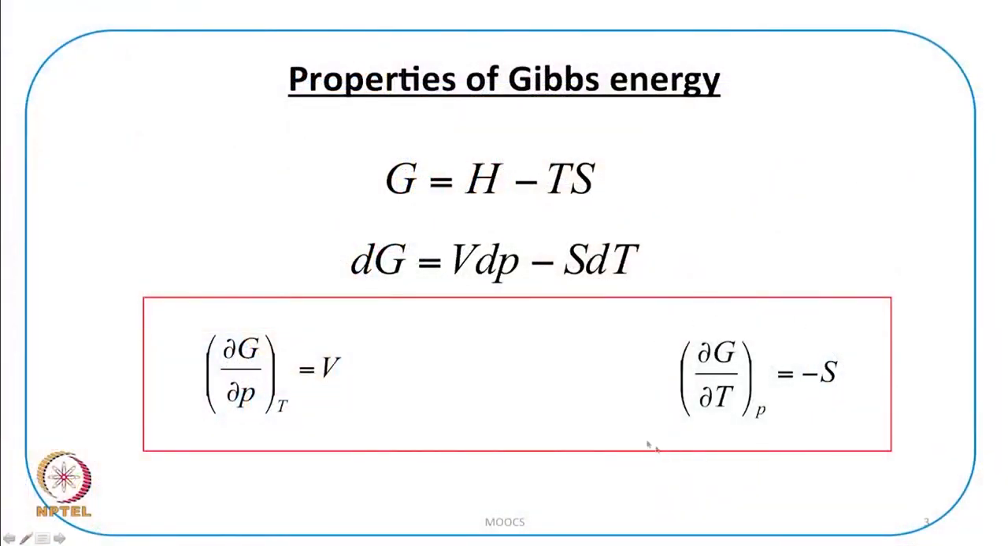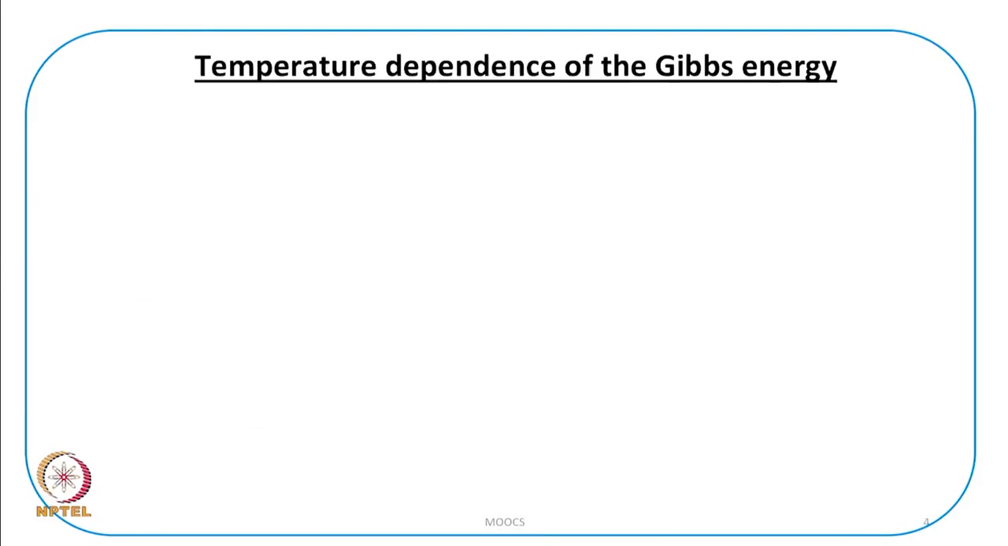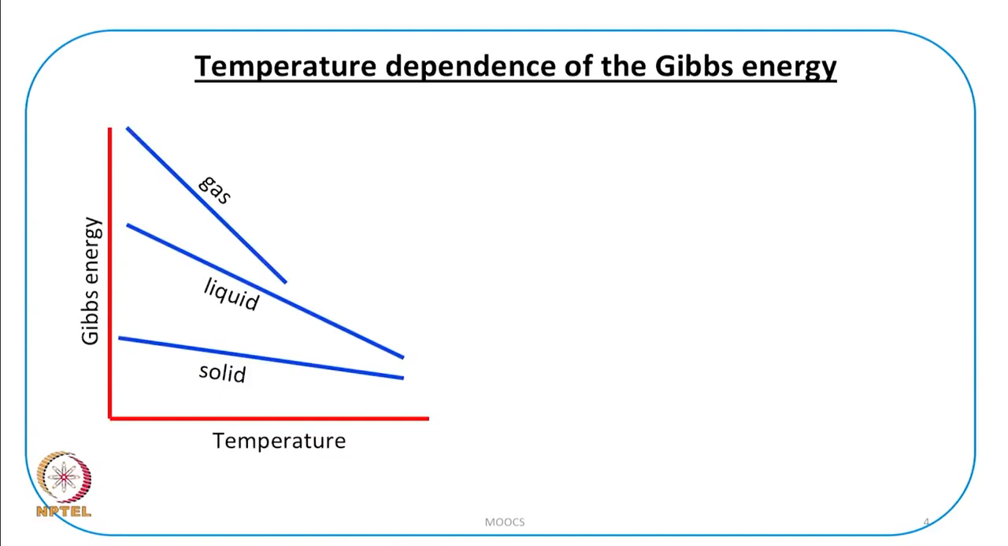Second thing, let us recognize that based on these two relations, we can discuss the temperature dependence of Gibbs free energy and the pressure dependence of Gibbs free energy. Let us take both one by one. First, let us take the temperature dependence of Gibbs energy. If you plot Gibbs energy versus temperature, this is the kind of variation one may get for gas, for liquid and for solid.